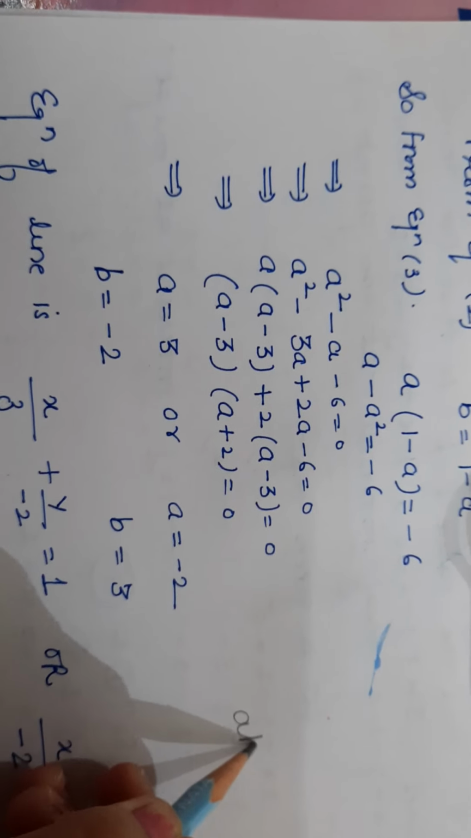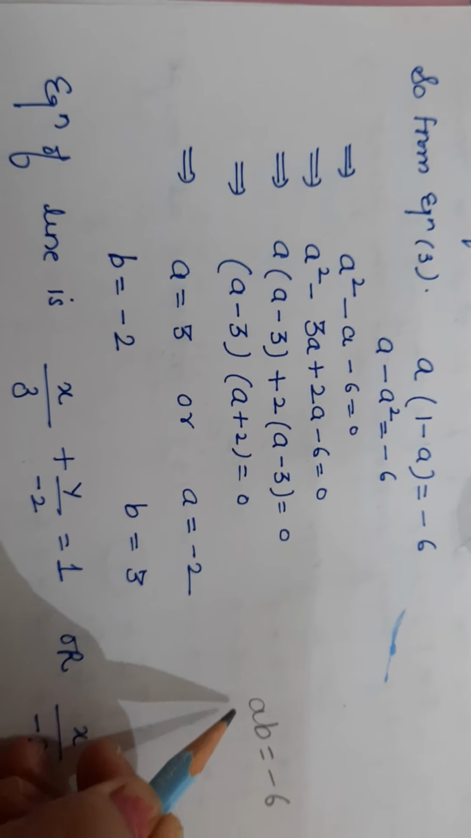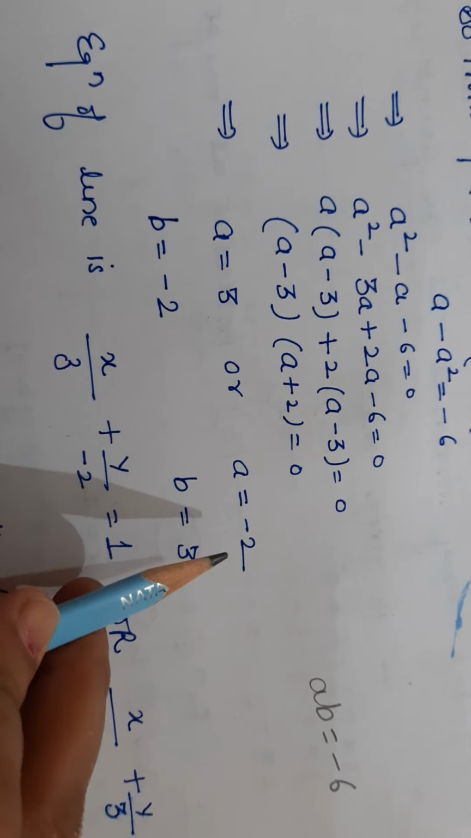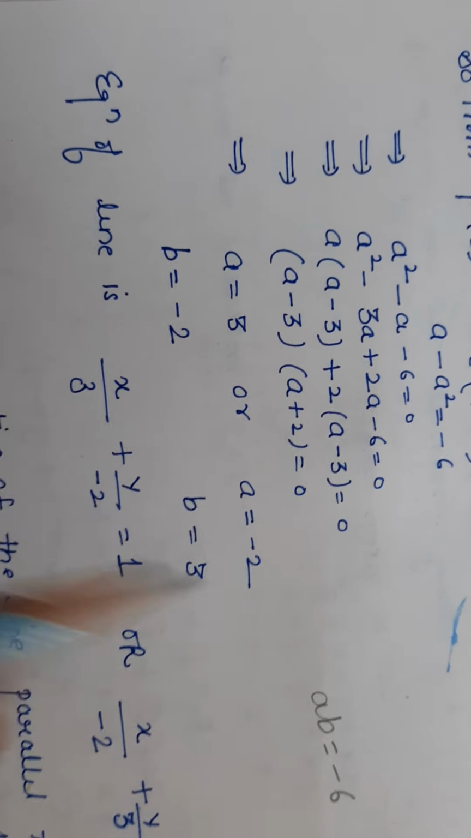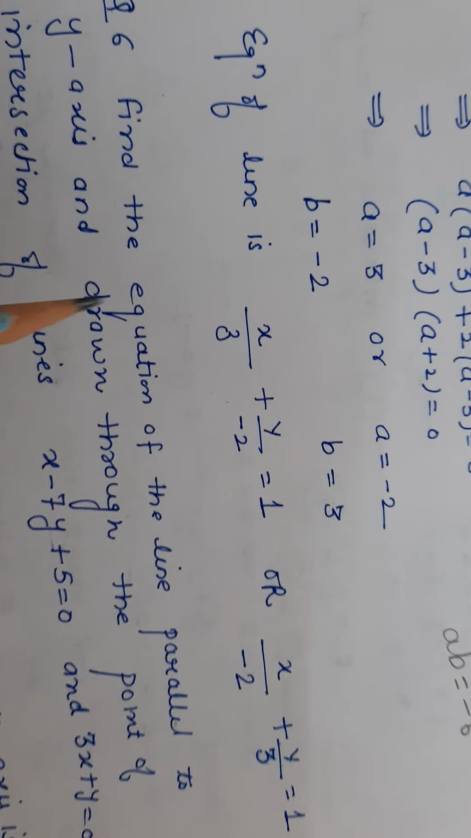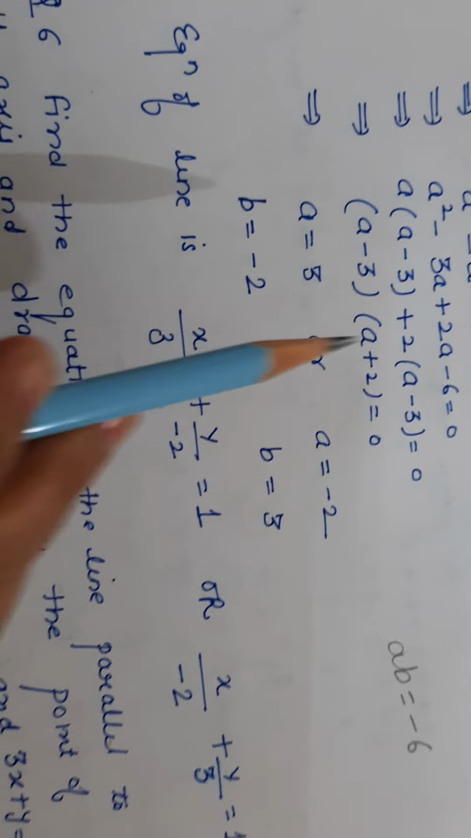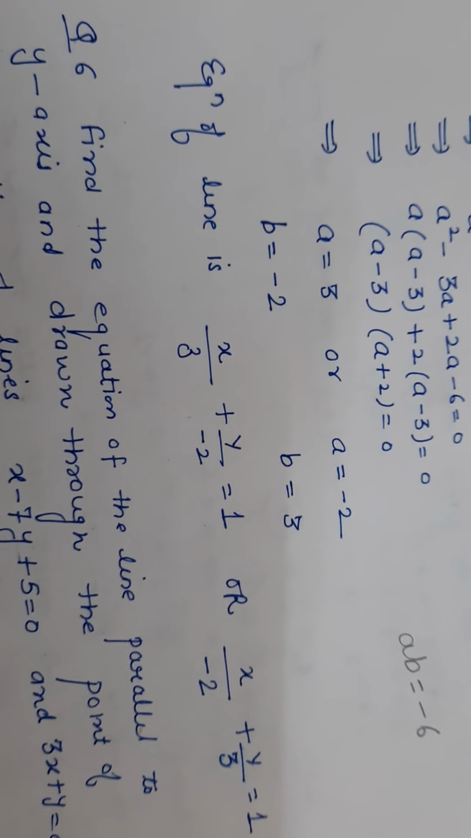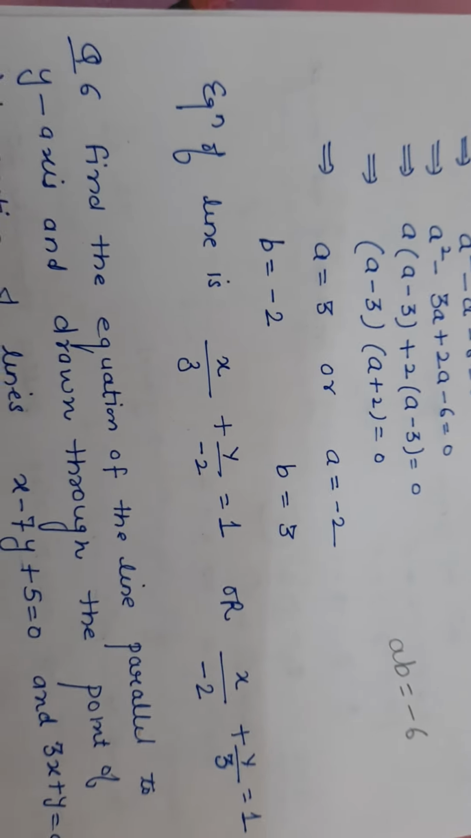As AB was minus 6, if A is 3, from here B will be minus 2. Or if A is minus 2, B will be plus 3. So that means we are going to have two equations, x by 3 plus y by minus 2 equal to 1, or x by minus 2 plus y by 3 equal to 1.